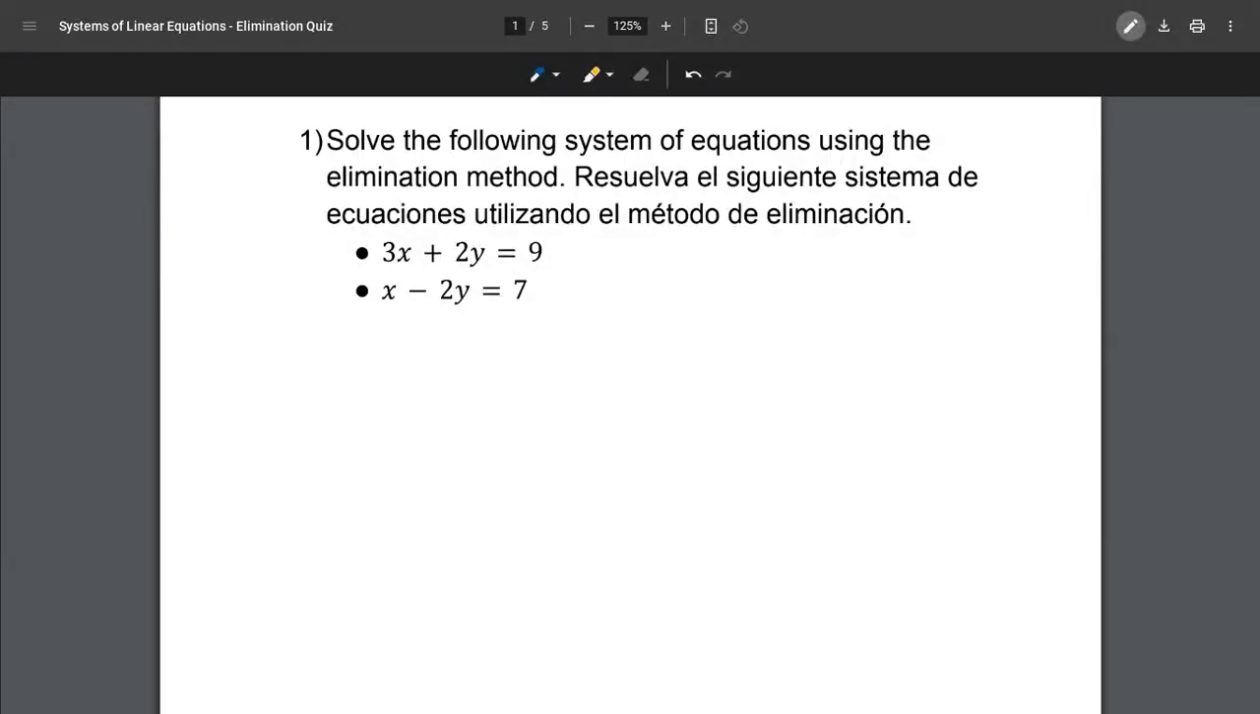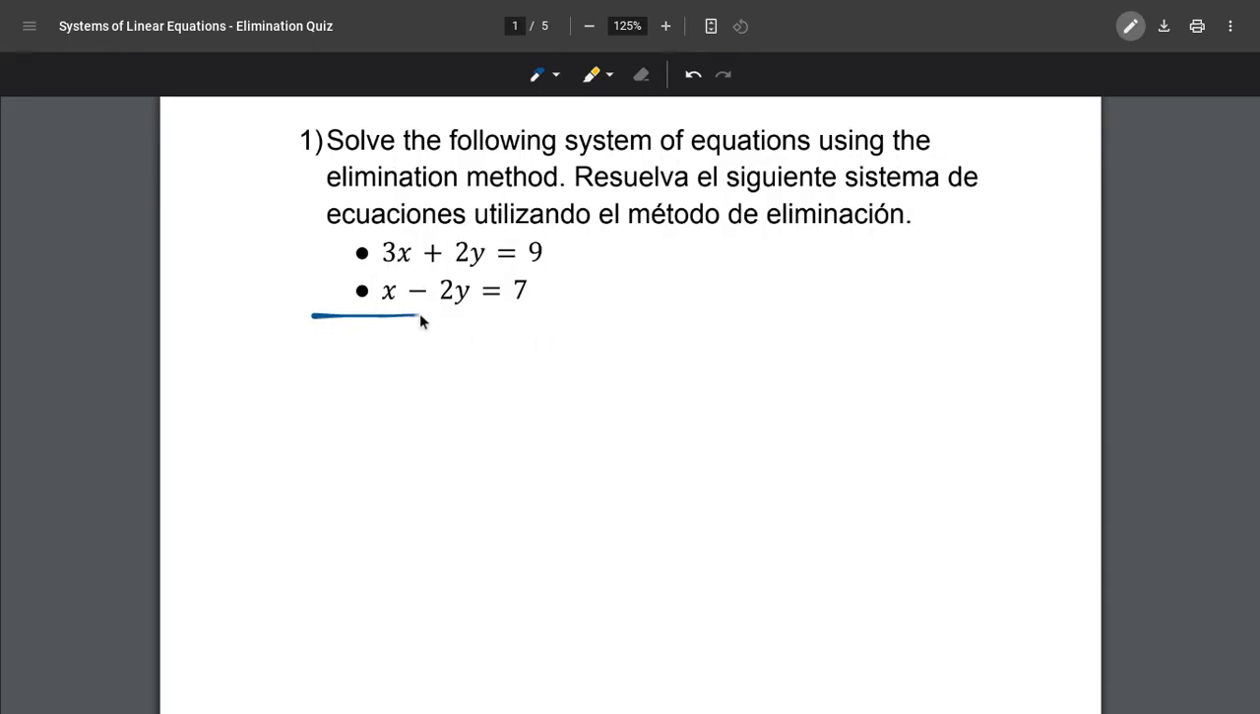In this video, I'm going to go through a quiz that I gave last week with my students, and you can see what kind of quizzes I give on systems of equations using the elimination method. So these are linear equations. So let's get to it. So problem one, we said solve the following system of equations using the elimination method.